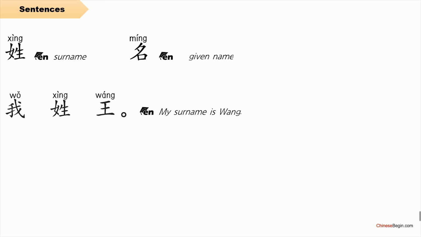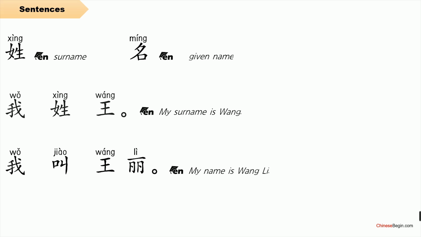In the end, let's have a review. In this lesson, we learned the composition of a Chinese name. One Chinese name has two parts, the surname 姓, which goes first, followed by the given name 名. Then, we learned how to introduce surname and full name in Chinese. We can say 我姓, then add surname, and 我叫, then add your full name. For example, 我姓王, which means my surname is Wang, and 我叫王丽 means my name is Wang Ni.